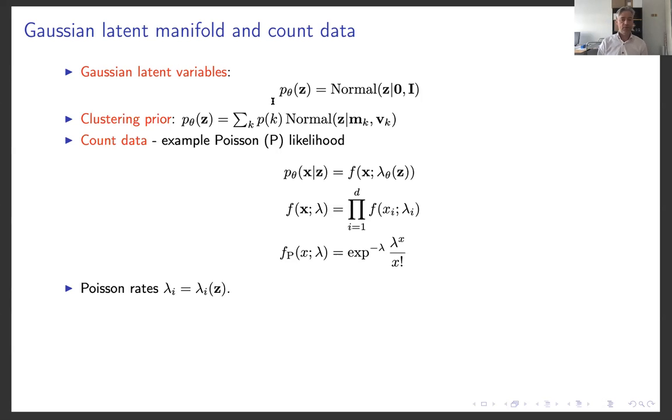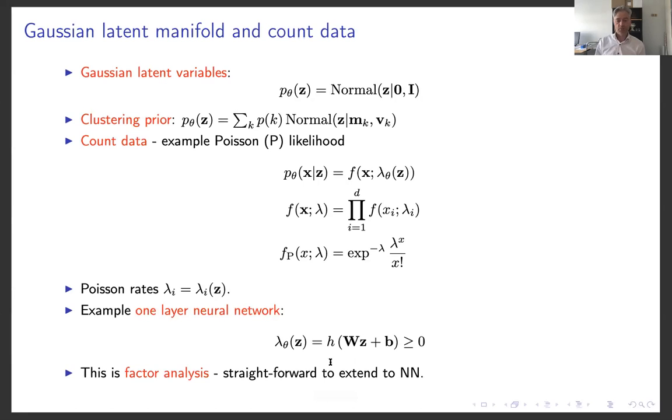So one example of that is a Poisson distribution. That means that we model our distribution over the counts for each gene. So we have D genes, and we have a Poisson distribution for each of the genes. And the Poisson rate, the parameter in the Poisson distribution, depends on the latent value here.